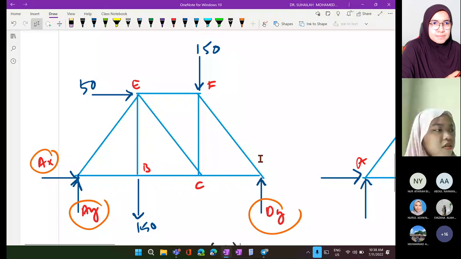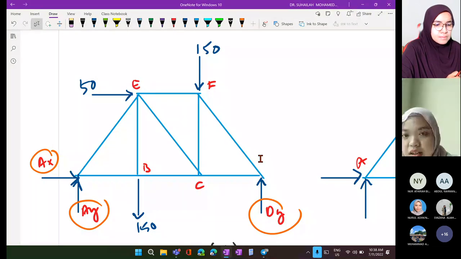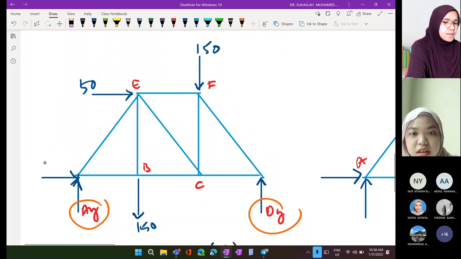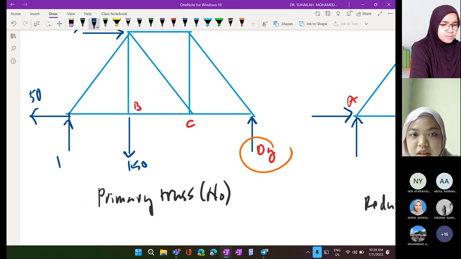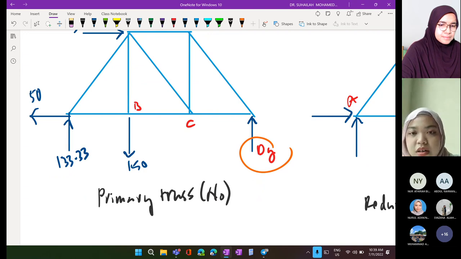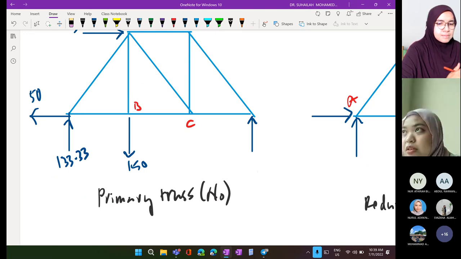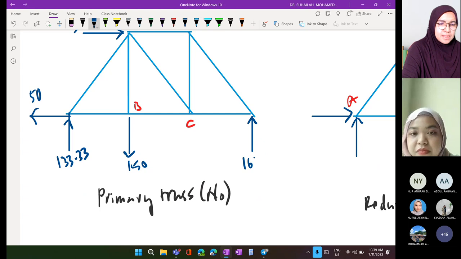Okay. For the primary calculation, AX equals negative 50. AY equals 133.33. DY is 166.67.